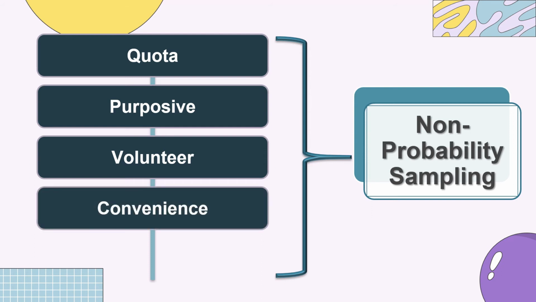Next, we have convenience sampling. It is made up of people who are easy to reach. This non-probability sampling method is used when there are only a few available members of the target population who can become the participants in the study.